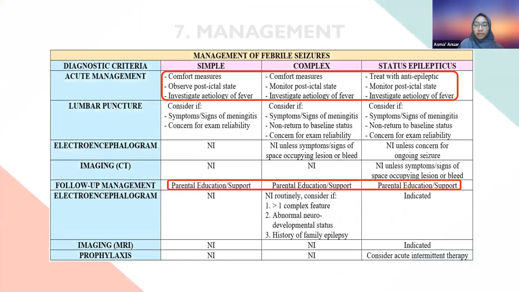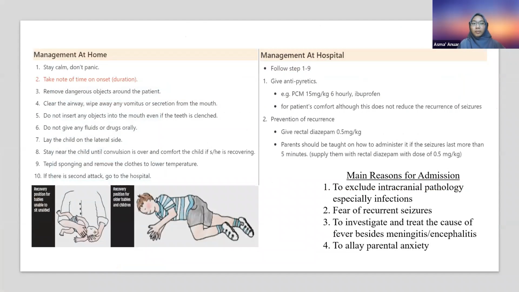Moving on to the management of febrile seizure, this is a summary table for the management, but I would like to emphasize here, the mainstay for the management is to identify the source of fever and also to provide parental education. So in this slide, there will be two parts, which is the management at home and the management at the hospital. When the child is having the first episode of febrile seizure, parents should stay calm and not panic.